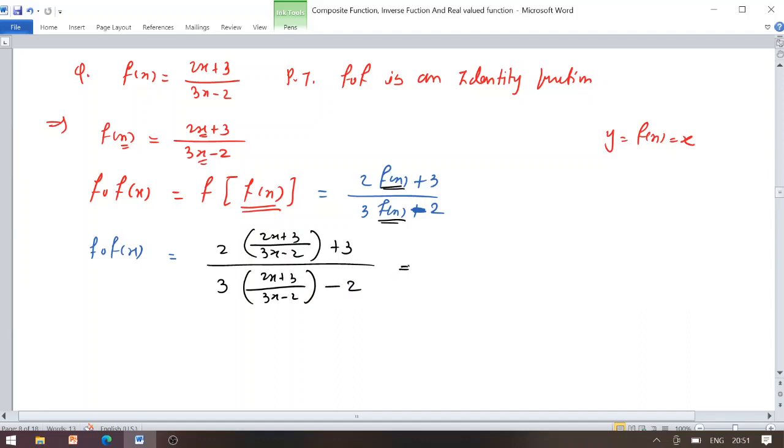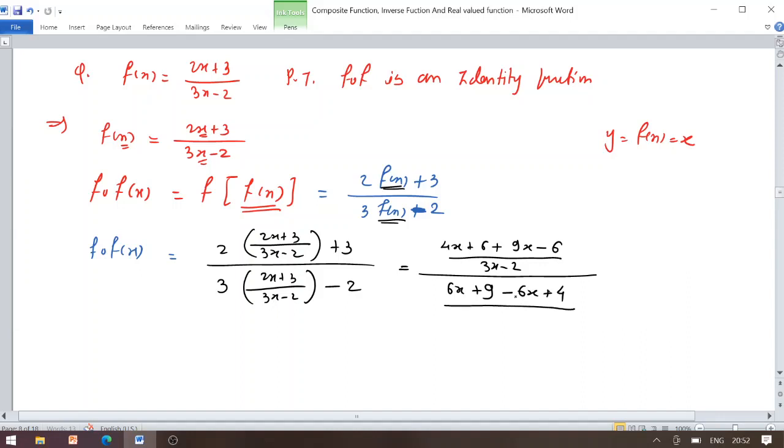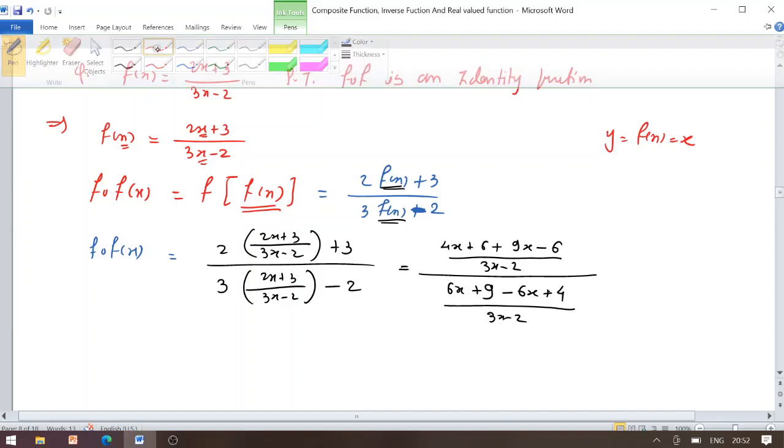Ultimately, by making the cross multiplication over the numerator and denominator and distributing 2 over the bracket, we get 4x plus 6 plus 3 3s are 9x minus 3 2s are 6, whole divided by (3x - 2). Same thing for the denominator, distribute 3 over the numerator. While making the cross multiplication, we get 3 2s are 6x plus 3 3s are 9 minus 3 2s are 6x, minus minus becomes a plus 2 2s are 4, divided by 3x - 2 again. So both denominators are the same, so ultimately they get cancelled.